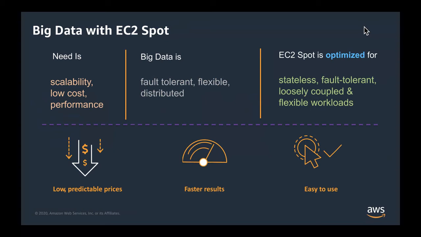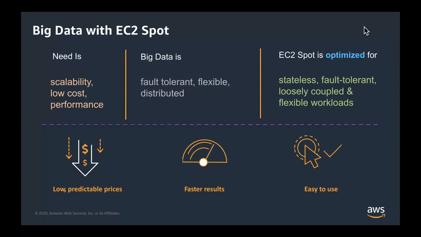It's fault tolerant, flexible, and it's distributed because of the parallel processing. And this is where there is a natural alignment with EC2 Spot, which is optimized for stateless, fault tolerant, and loosely coupled workloads, and where it can be a great fit. And this is why we think applying Spot for big data workloads can result in lower predictable prices, faster results, and an easy to use experience once it's integrated in services like EMR.